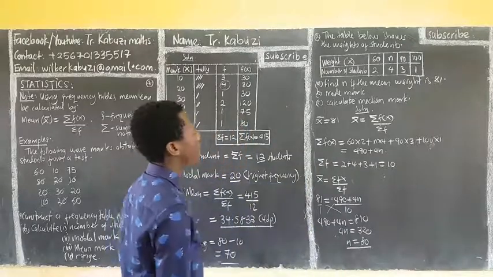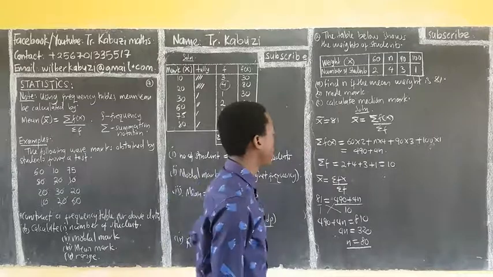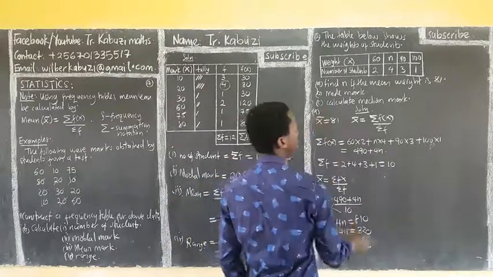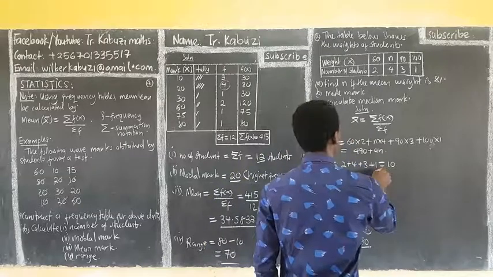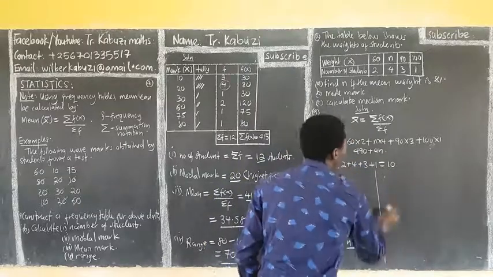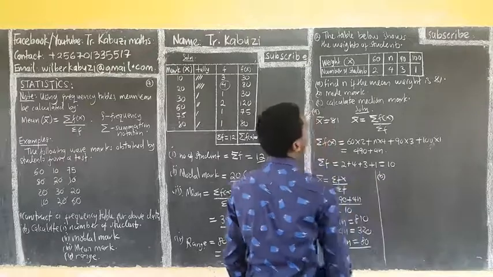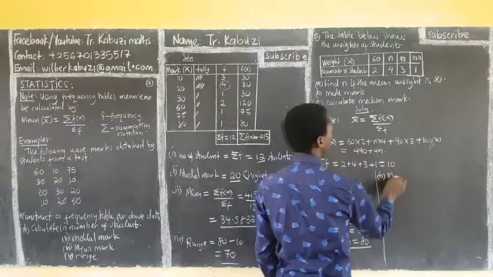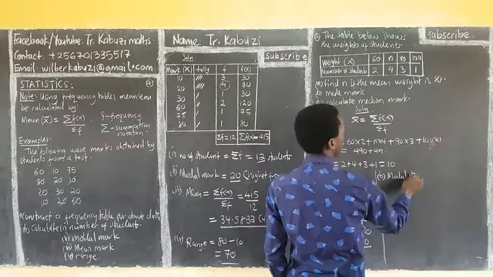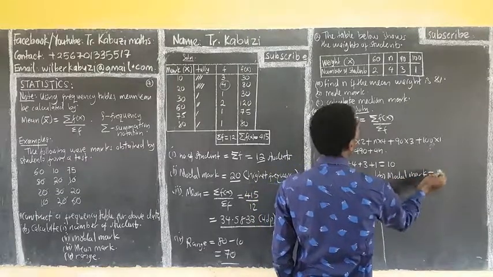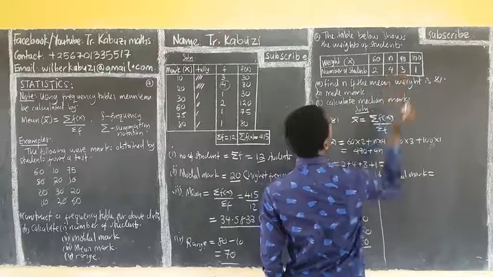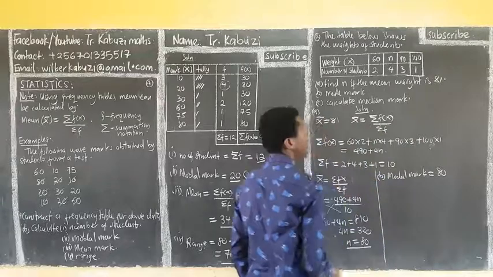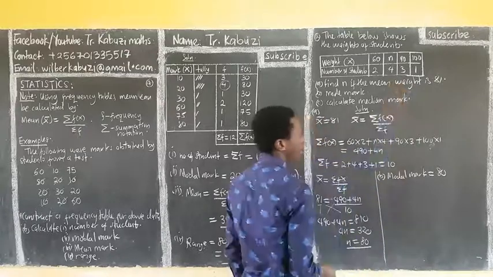So that's the value of n. So this was our part A. Allow me to divide here, and I write my part B. In B, they want me to get the modal mark, the one where there is the highest frequency, so that this is going to be 4. Our modal mark is going to be 80, because it has the most number of students.